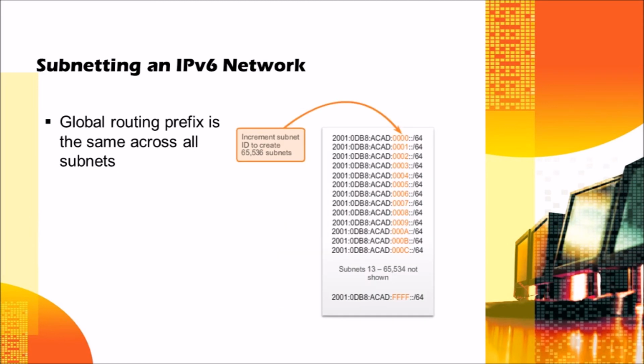Subnets created from the subnet ID are easy to represent because there is no conversion to binary required. To determine the next available subnet, just count up in hexadecimal. As shown in this figure, this means counting in hexadecimal in the subnet ID portion. The global routing prefix is the same for all subnets. Only the subnet ID quartet is incremented for each subnet.